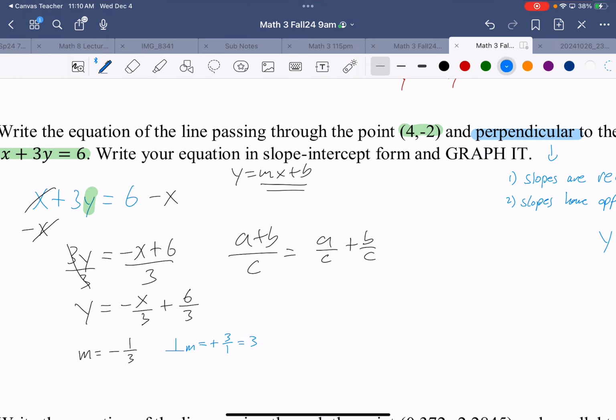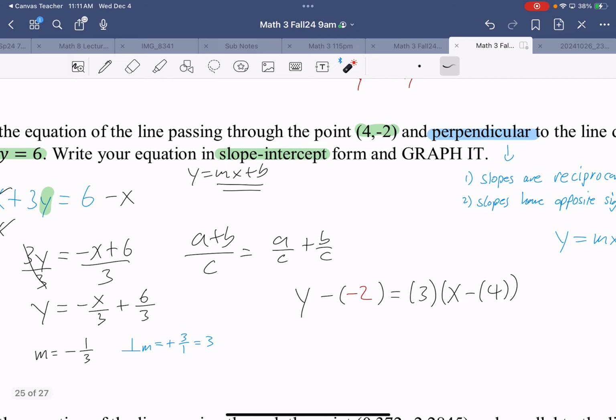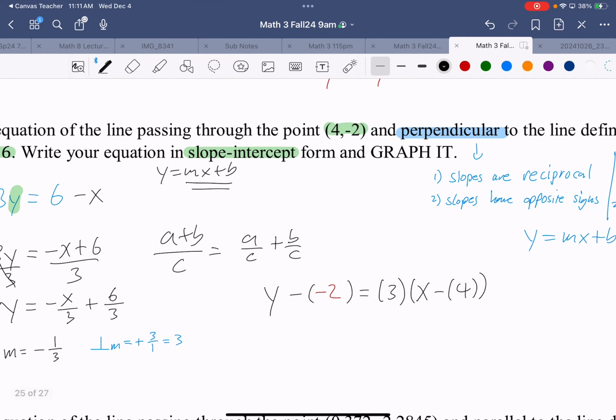So that means I can now plug into my point slope form, which is y minus y sub 1, where our y value is negative 2. So once again, watch out for that negative. There's negatives in the formula, and there's negatives in our ordered pair. Our slope is 3. Then it's x minus, and our x value is 4. Now it does say to write it in slope-intercept form and graph it. I won't ask you to graph it. We have other problems that we graph plenty of times, so I probably won't worry about graphing all of them. So that becomes positive 2.